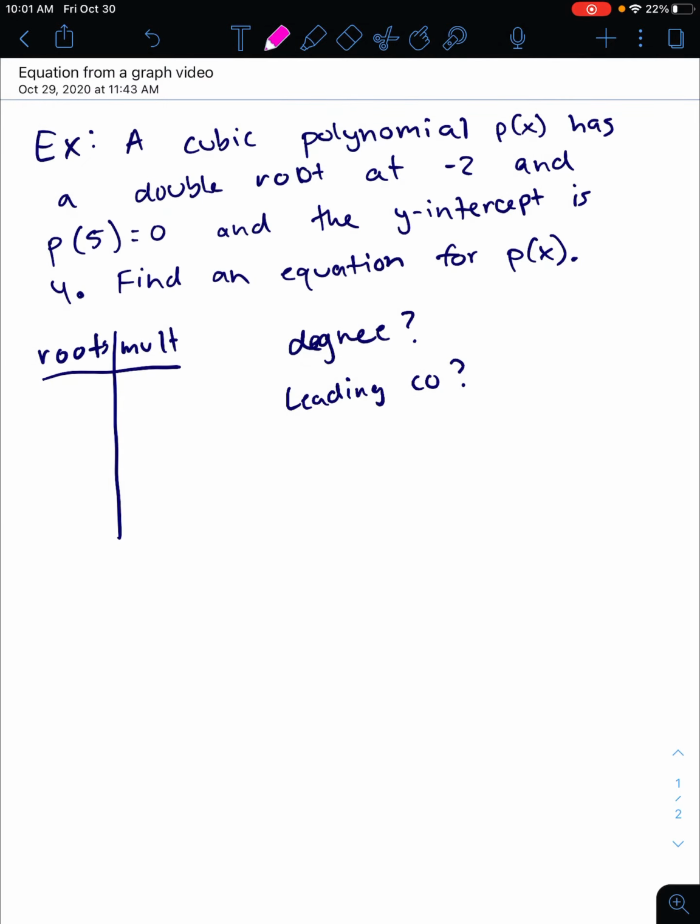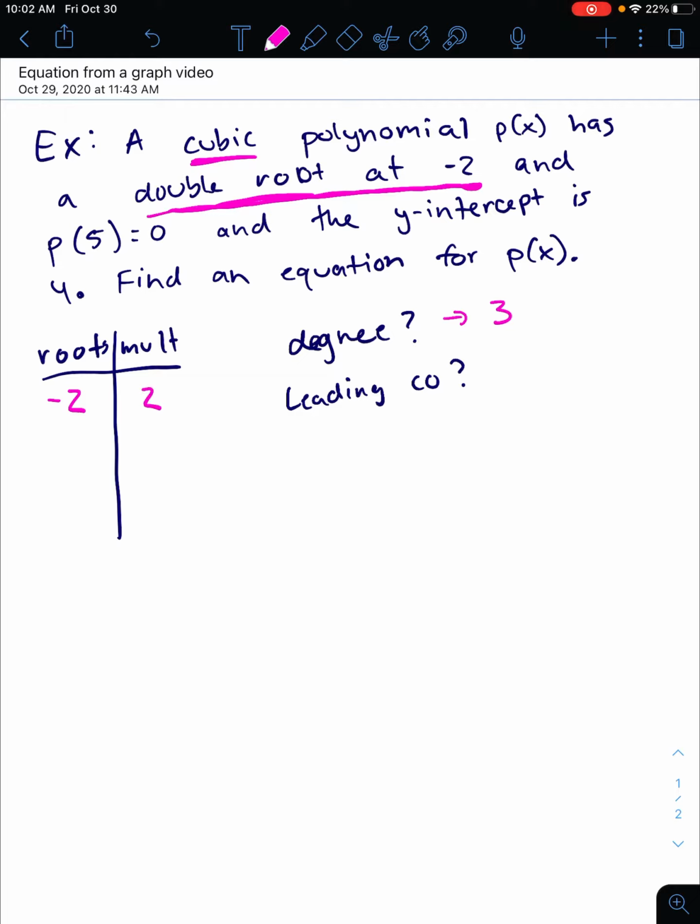So I'm just going to start from the beginning and start writing down what I know. So the first clue is I have a cubic polynomial. So if I have a cubic polynomial, that means the degree has to be 3. Okay, great. I know one thing already. And then I have a double root at -2. So that means one of my roots is -2, and because this is a double root, that means it appears twice. I'm going to have a multiplicity of 2.